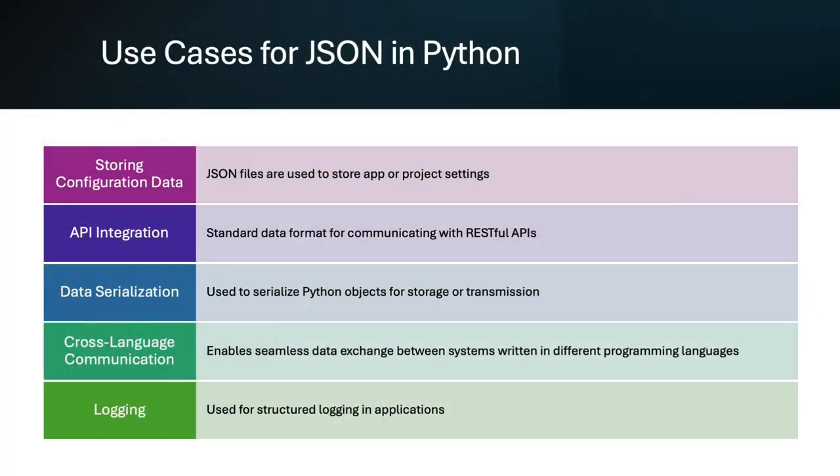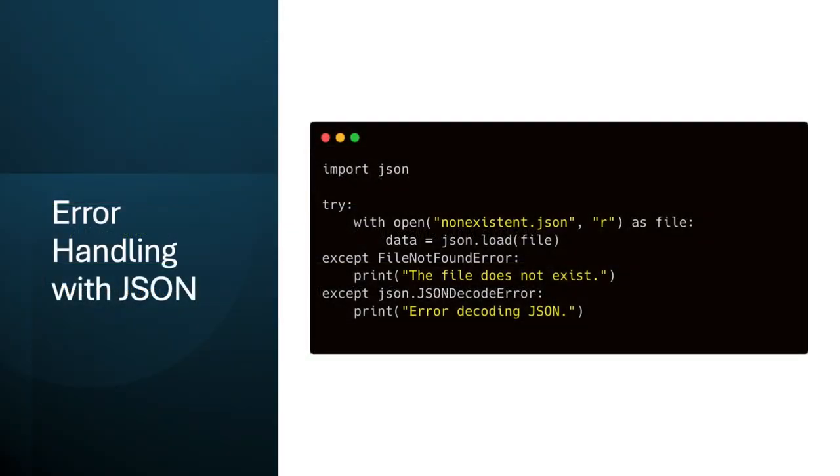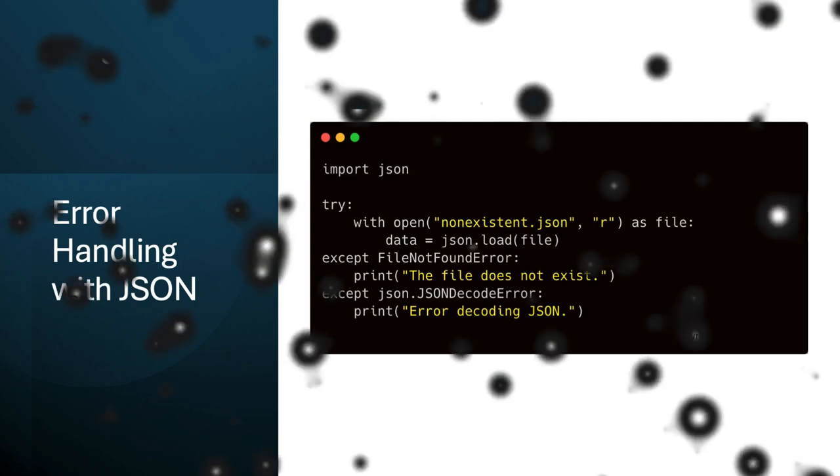JSON is widely used for storing configuration data, API integration, data serialization, cross-language communication, and logging in applications. In this example, we're demonstrating how to perform error handling with JSON, and error handling is crucial in any computer program, and handling JSON data in Python is no exception to this.